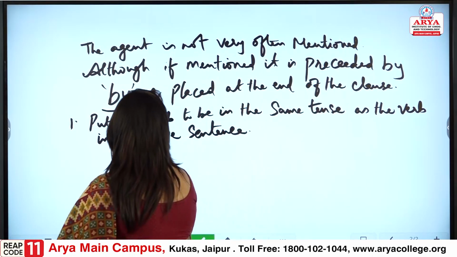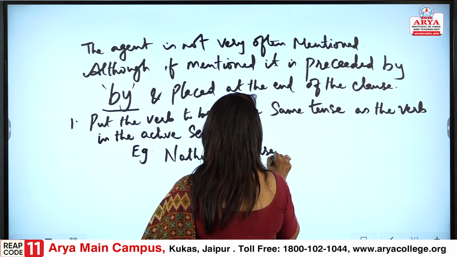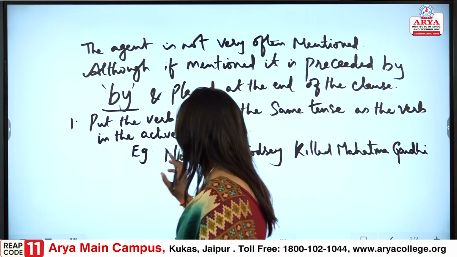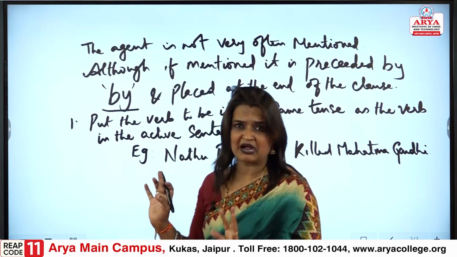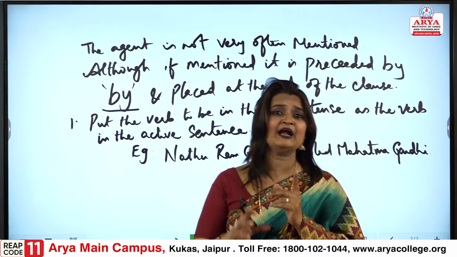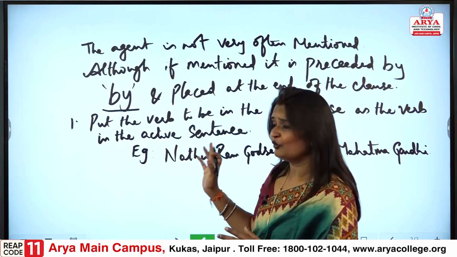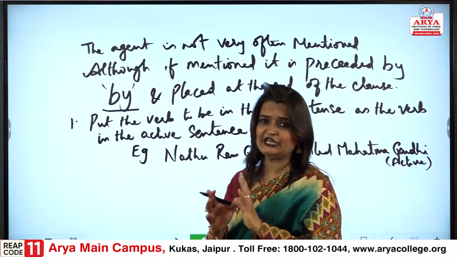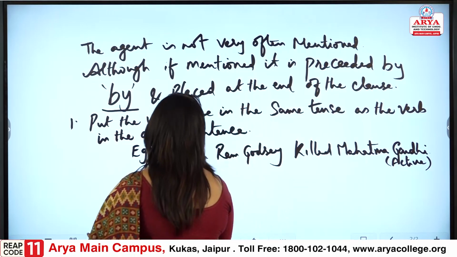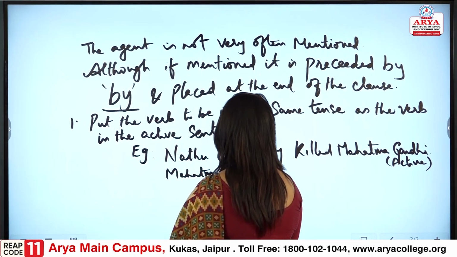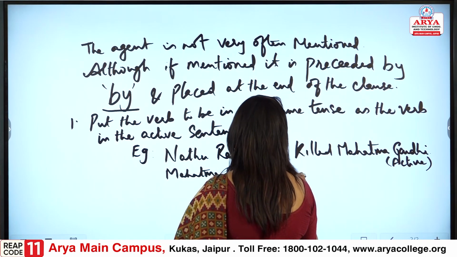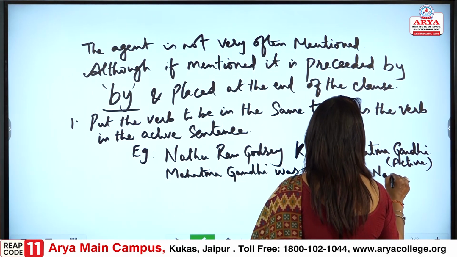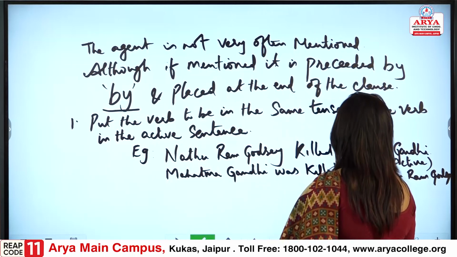Let's take the example, Nathuram Godse killed Mahatma Gandhi. Now when we are converting this sentence from active to passive, this is active. When we convert it to passive, it becomes: Mahatma Gandhi was killed by Nathuram Godse. And this is passive voice.